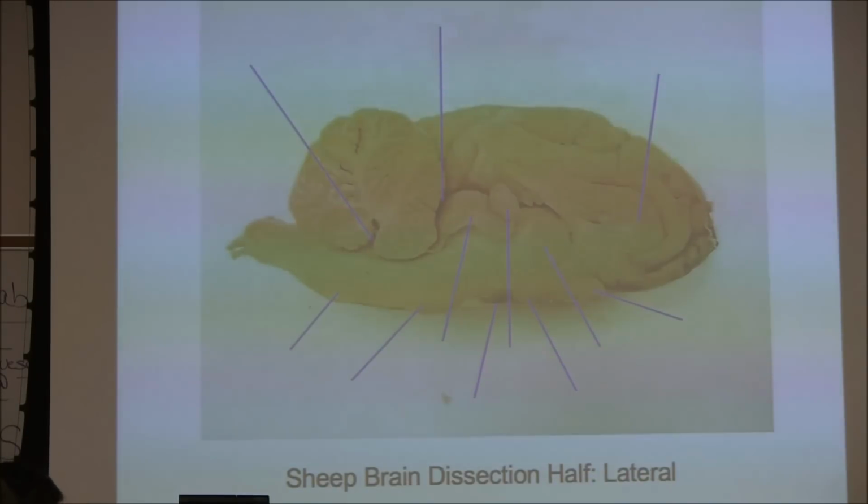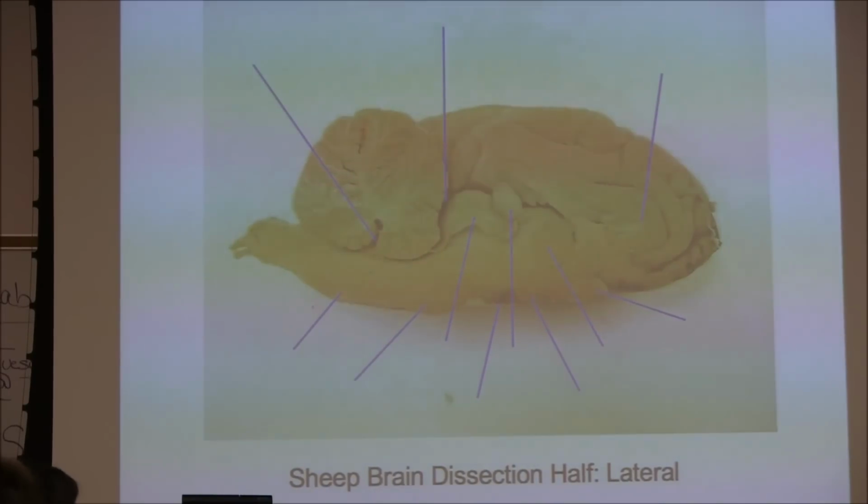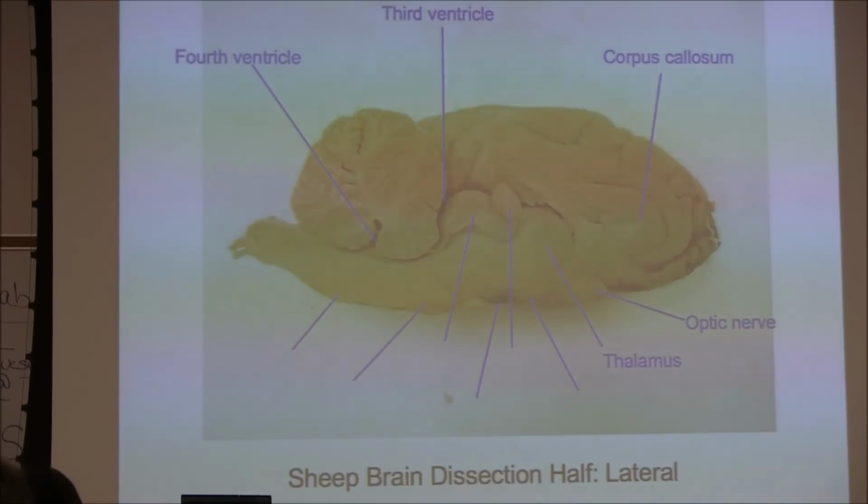Same view, same cut, just a little shriveled. Okay, so what is this right here? Fourth ventricle. What is this right here? Third ventricle. What is this? Thalamus. Corpus callosum. What is this here? Optic nerve. What is this? Thalamus. What's this? Hypothalamus.